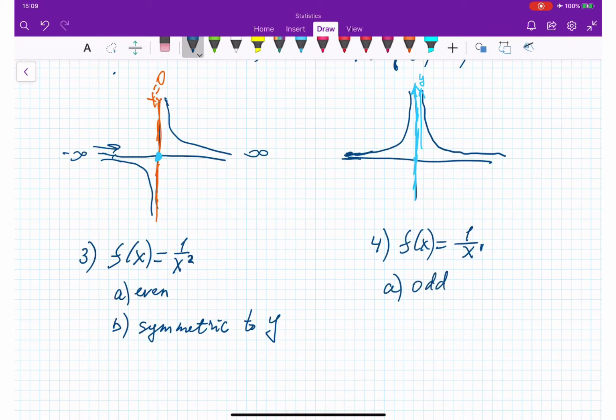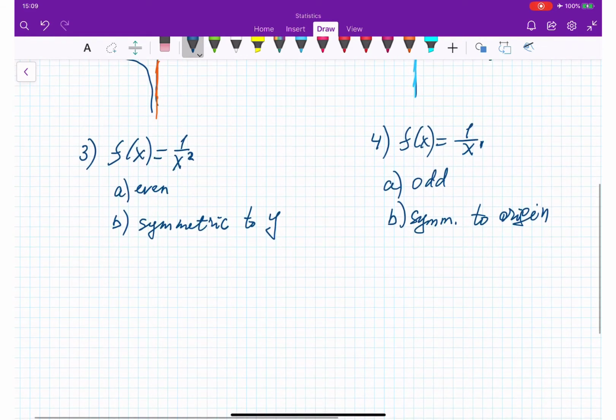Here is our 1 over x. The graph is symmetric to its origin, right? Right here, origin. Correct? Therefore, number B, symmetric to origin. Question number 5.